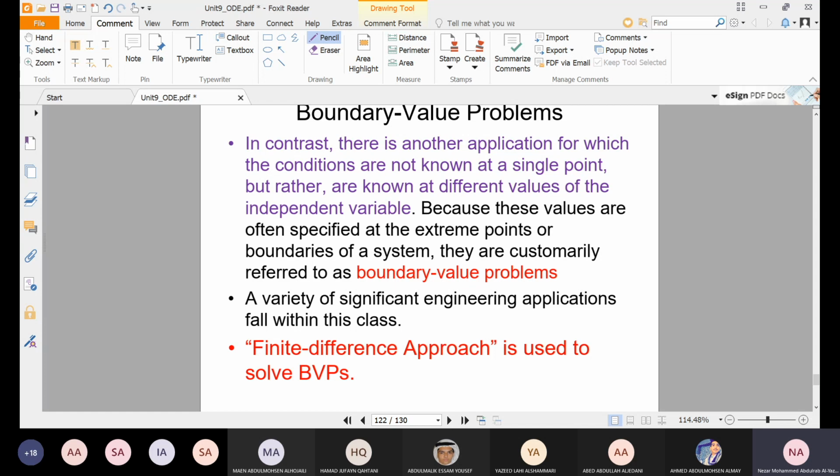So here, as we said, we have two boundaries, or it might be more than two boundaries, at different points. Usually when we reach steady state, the values of the temperature at the boundaries will be fixed, either at 2 sides or 4 sides.